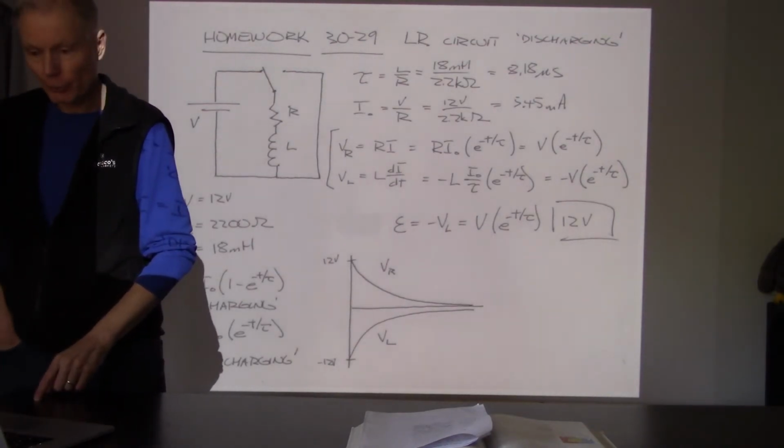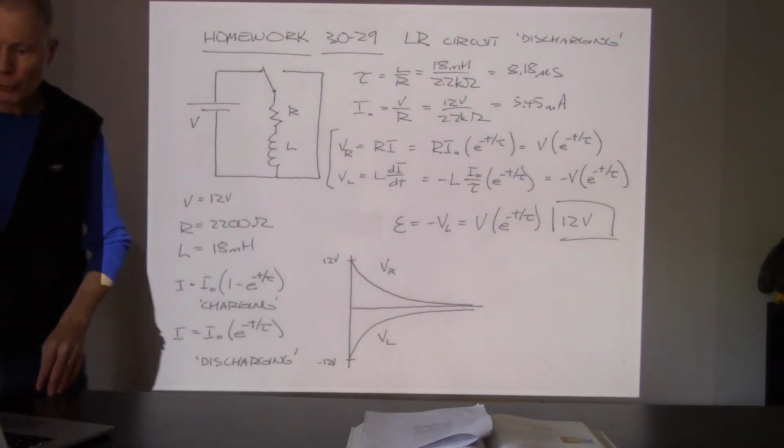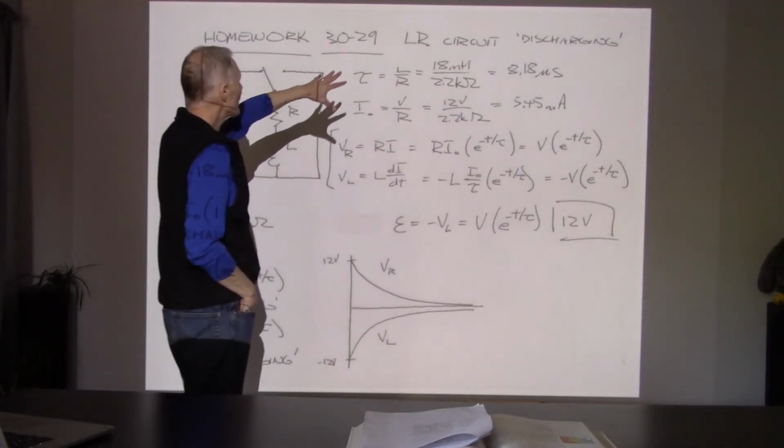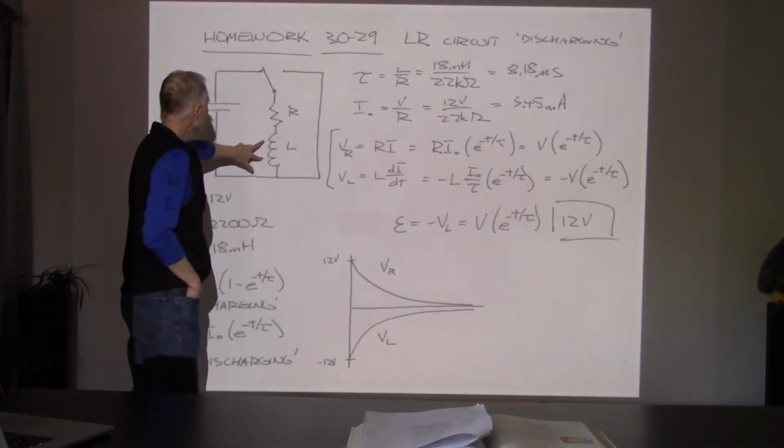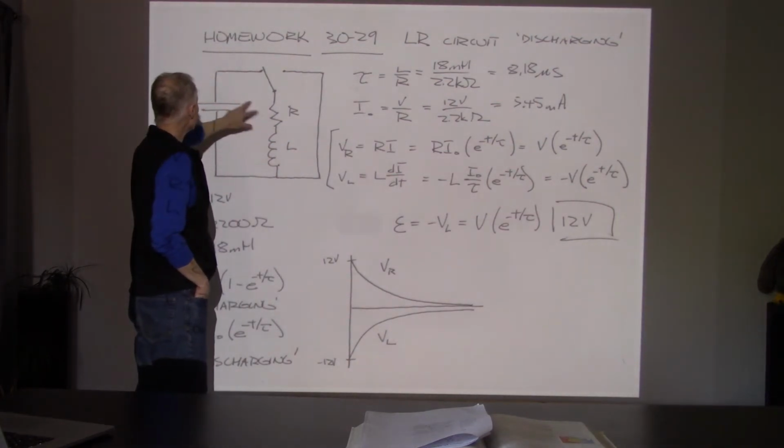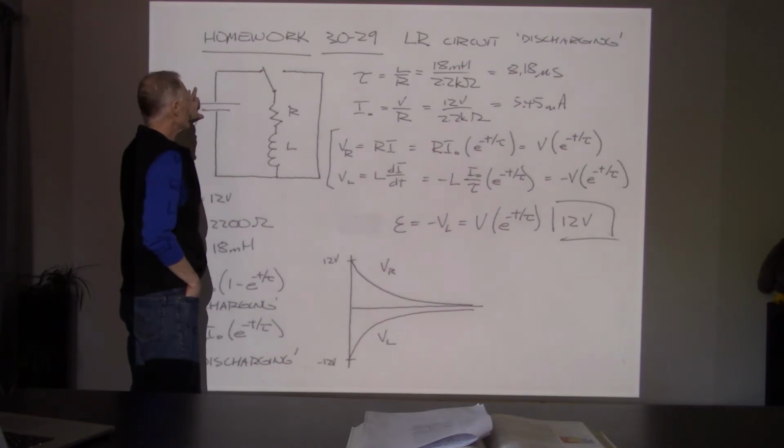Here's another problem from chapter 30. So this is 29 now. We've introduced it, at this point we've introduced inductors. There is the inductor. Here is a resistor. Here is a voltage source, a battery.